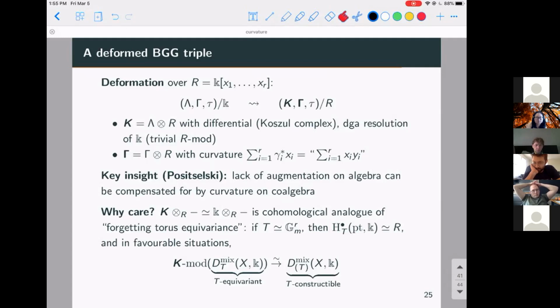So in favorable situations, if you start with this D mix T-equivariant category from the introduction, and if you pass to the category of K modules, then this recovers the same category D mix, but not T-equivariant, but T-constructible.